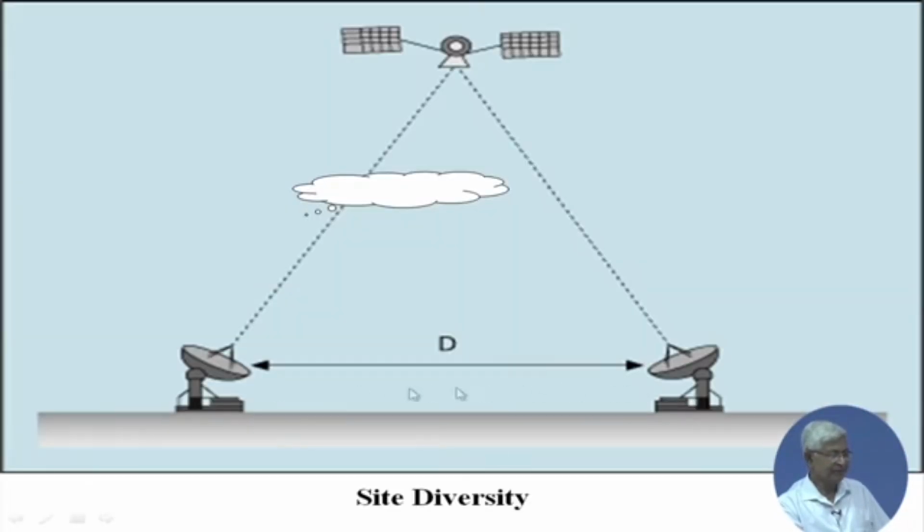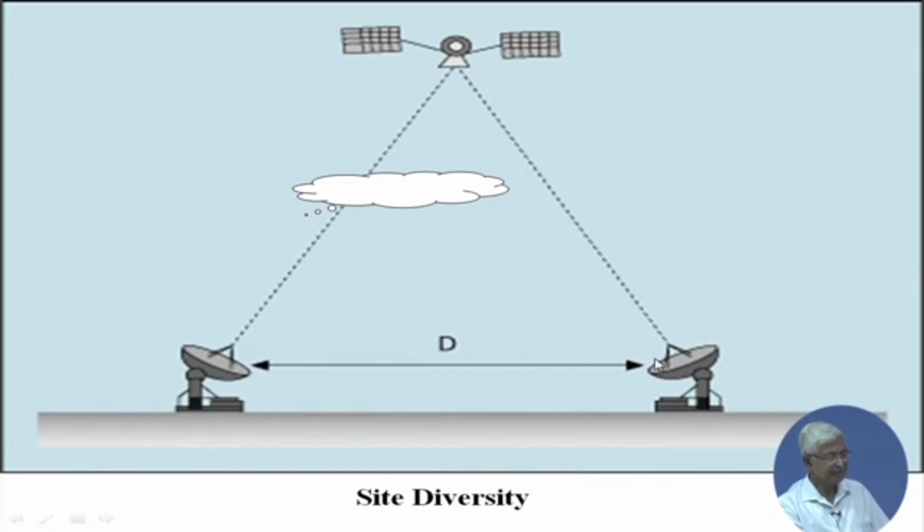The site diversity is shown here pictorially, simple. That is the wanted path through which you are communicating, which has certain impairment; here a cloud is shown. So you select another path where this attenuation or this impairment is not there. Now the distance between these two, and you have to synchronize the communication between them.